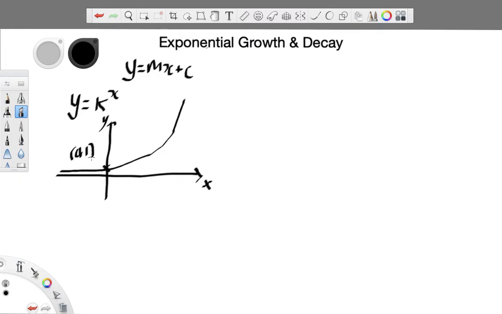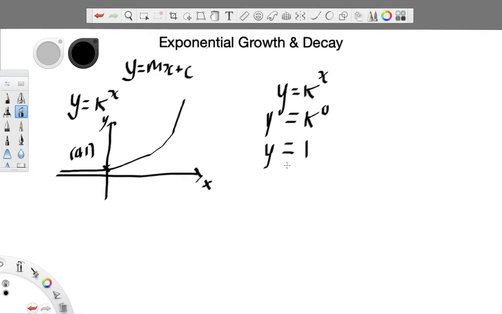So going back to the point where it crosses the y-axis, so the y-intercept at the point (0, 1). Well, how do we know that it's (0, 1)? Well, we can prove it. So we take our equation, y = k^x, and we substitute x = 0 in. So x is equal to 0, so that will leave us with k^0. Anything to the power of 0 is 1. So k^0 is just 1. So we're left with y = 1, which is what should happen.